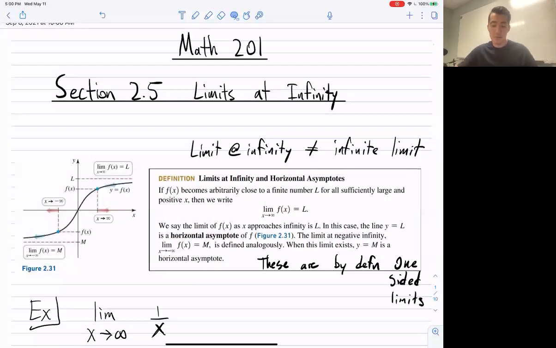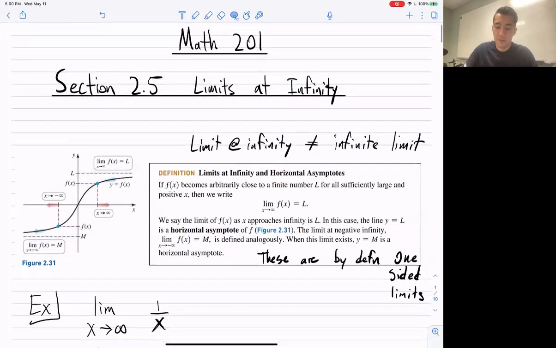All right, hello, Math 201. We're here to talk about section 2.5, limits at infinity.